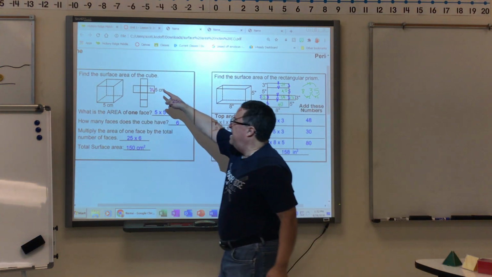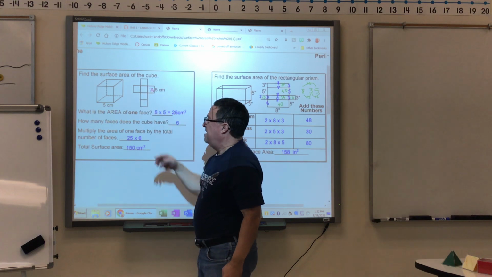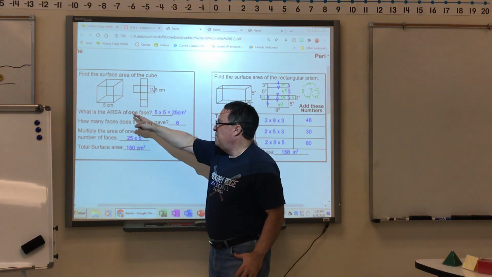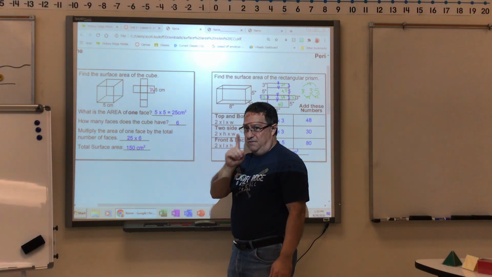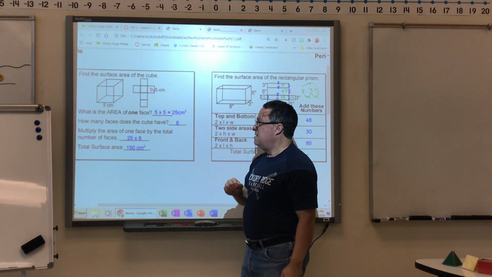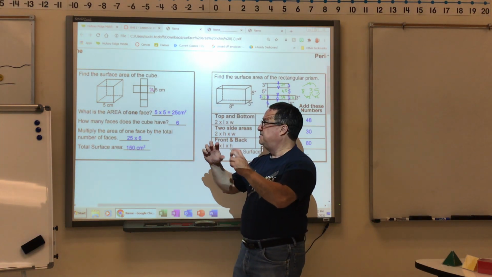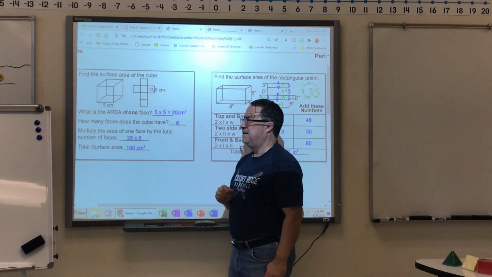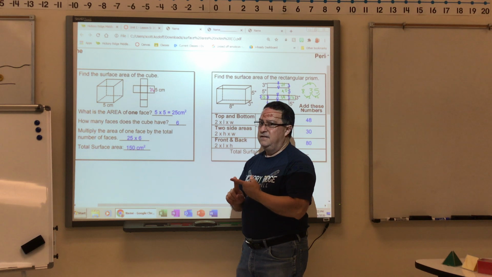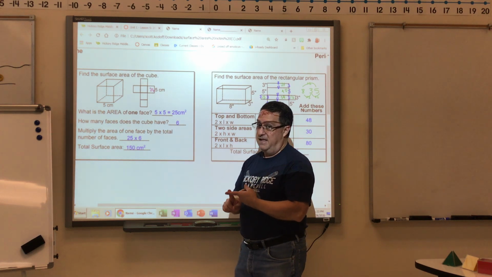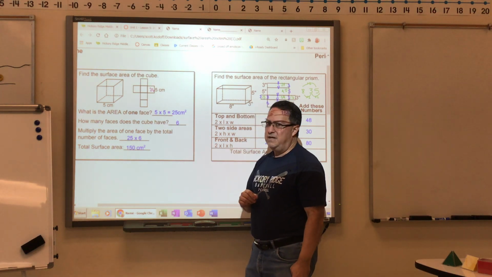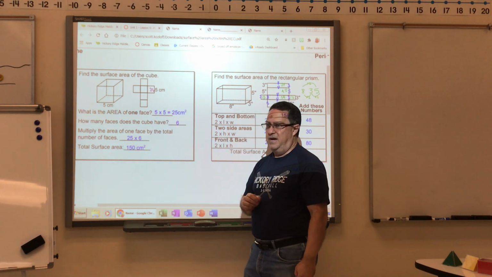So I have 6 sides that I need to find the area of if I want to find the entire surface area. So, what is the area of one face? We know that one side of a face is 5 centimeters. I find a square's area by taking length times width, so 5 times 5 equals 25 square centimeters.